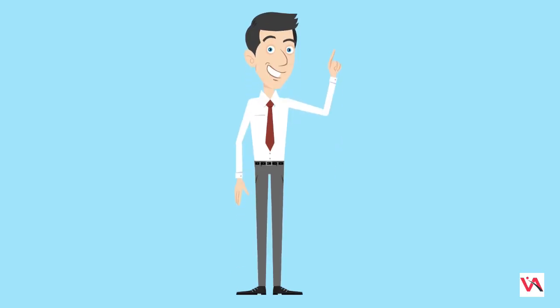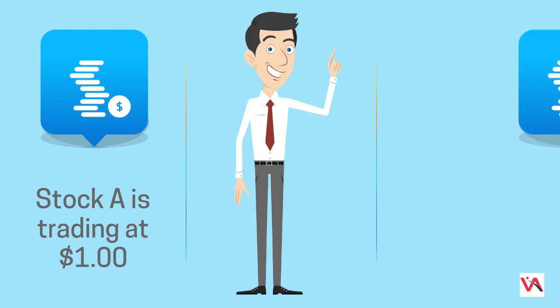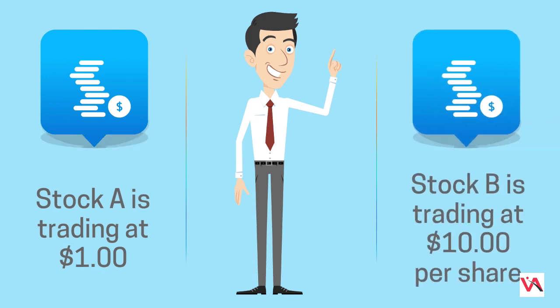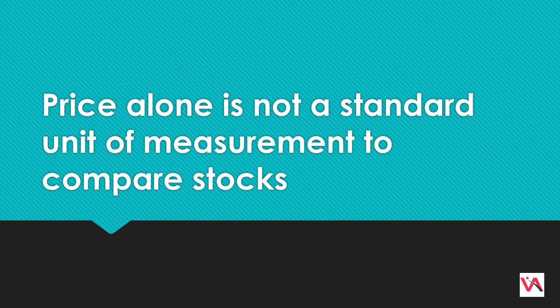For example, if we have two stocks, stock A is trading at just $1 per share and stock B is trading at $10 per share, which stock is actually cheaper? This is actually a trick question, because we do not have enough information right here to make that conclusion. Why is that the case? This is because price alone is not a standard unit of measurement across all stocks.